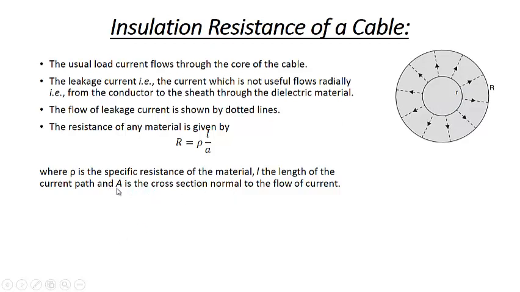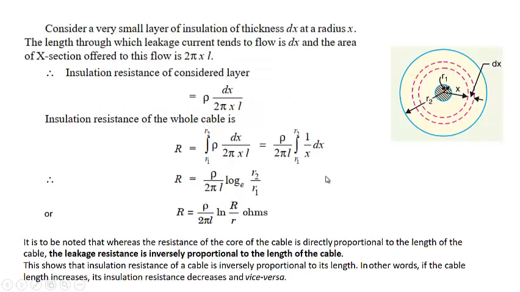Or we can say area A is the cross section normal to the flow of the current. So let us use these concepts of resistance to calculate the insulation resistance of the cable. Let's say this is the conductor whose radius is R1, and the distance from the center of this conductor to the sheath is R2, and we're assuming an elemental part of this dielectric whose thickness is dx and which is at a distance of x from the center of the conductor.